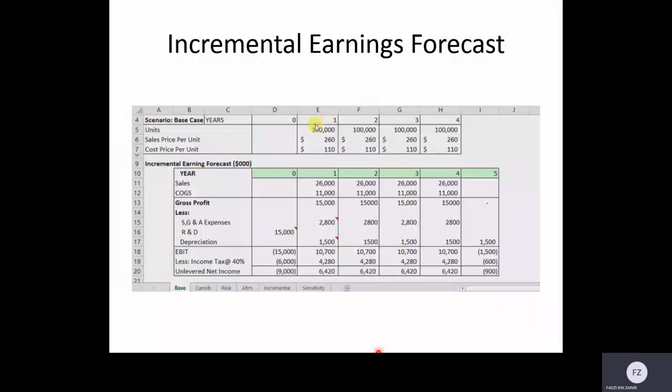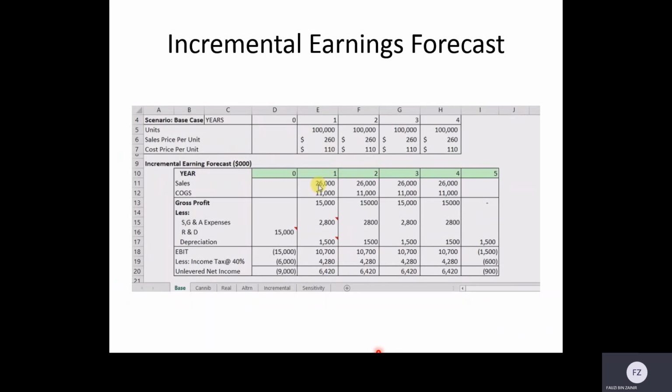So the assumption is that Linksys will sell the HomeNet package, 100,000 units per year for the next 4 years, and the sales price will be $260 per unit, and the cost per unit is the outsource cost. They outsource it to another manufacturing company, and the cost of purchasing back at the wholesale price is $110.